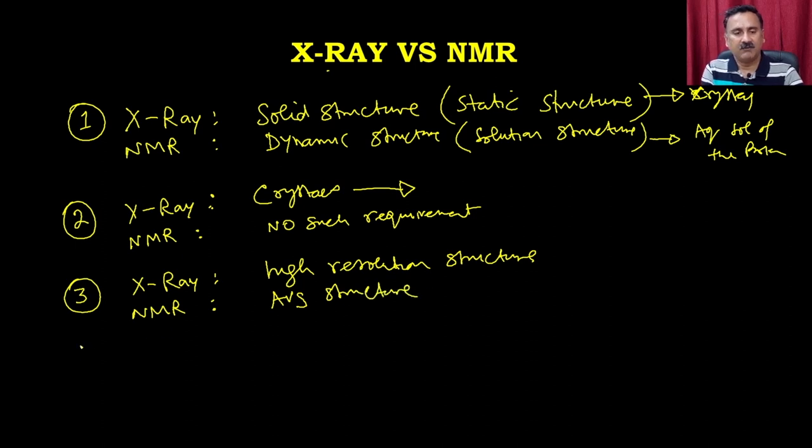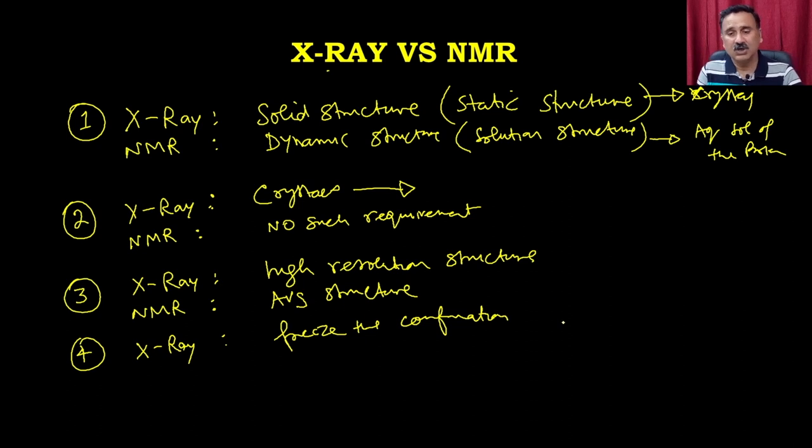Number four, X-ray is going to freeze the conformations, because it is going to give you the static structure. So that is good to study the final conformation or final changes in the protein structure.